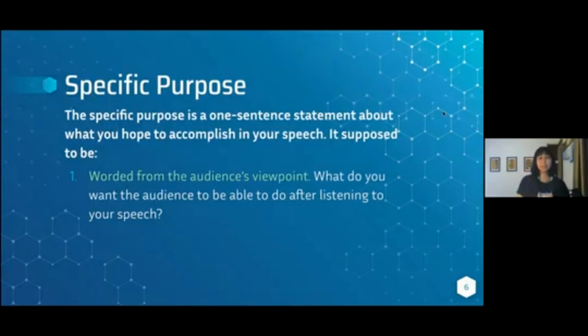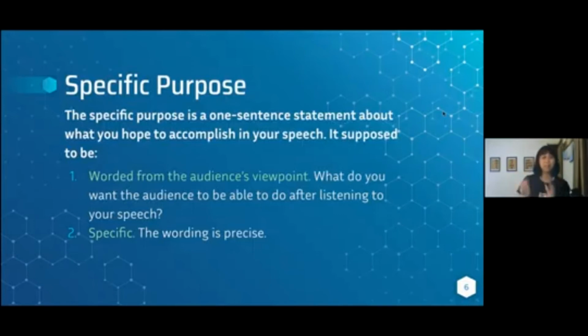So make the specific purpose worded from the audience viewpoint. And second, it's specific. The wording is precise. You want them to know the steps on how to make dalgona coffee, or at the end of my presentation, I want them to buy my product, or I want to inspire them to start to exercise. So the wording must be precise. The more specific the goal is, the better you will craft the speech, the better you will make the plan.